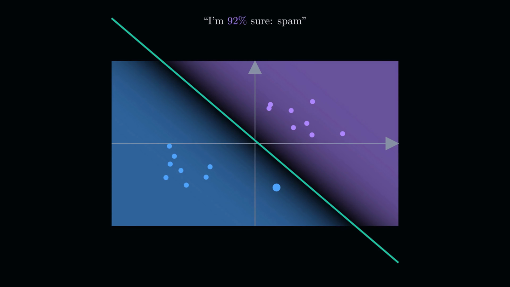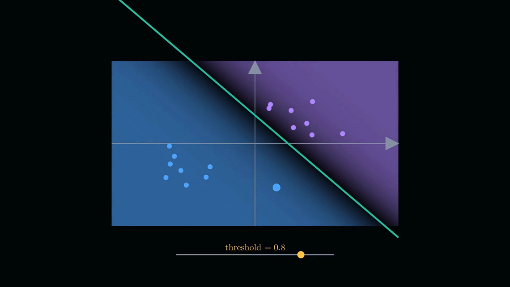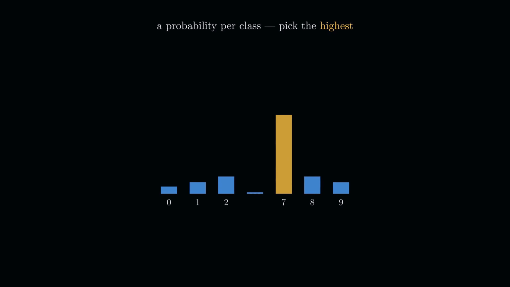I'm 92% sure that this is spam, and then only convert it into a decision by comparing it to a threshold. For example, if it crosses 70%, then we know it's spam. And that's powerful because the threshold is a dial you control. Raise it and you only flag emails you're very sure about. And when there are more than two classes, let's say recognizing a digit from 0 to 9, the same idea generalizes. The model outputs a probability for each class and picks the highest, and it should also qualify with the threshold.